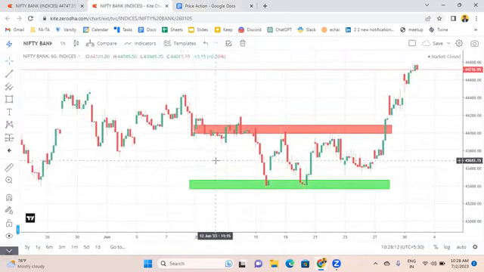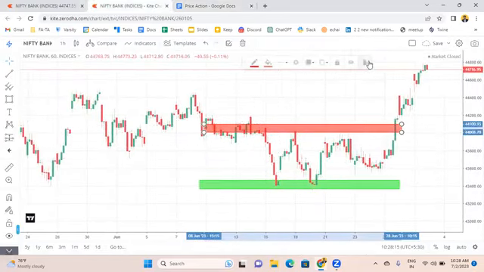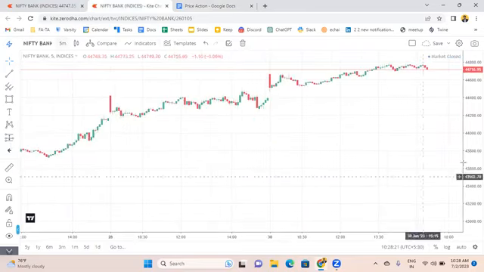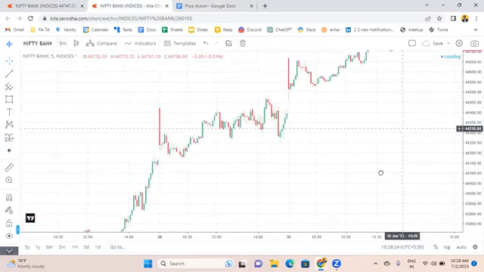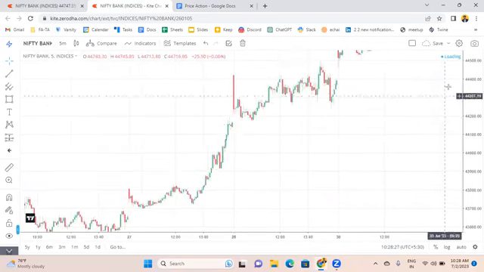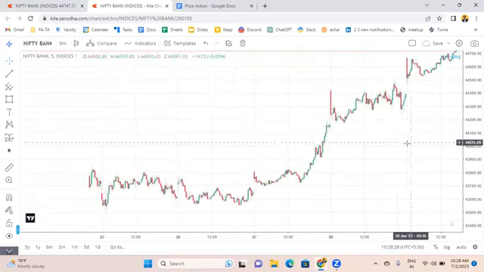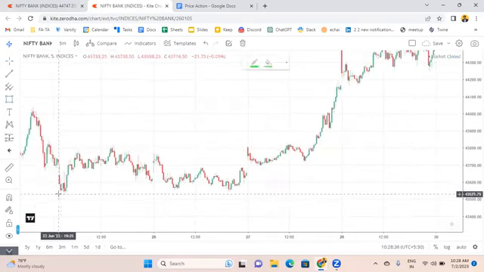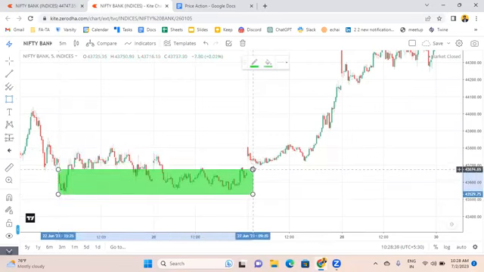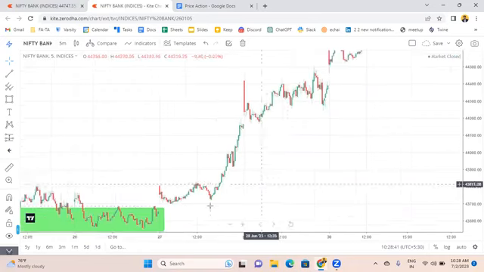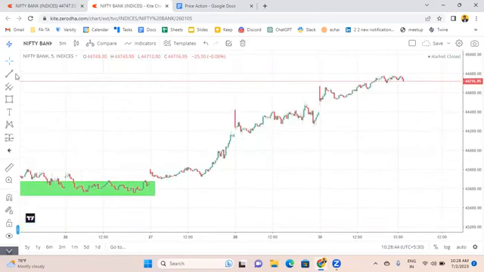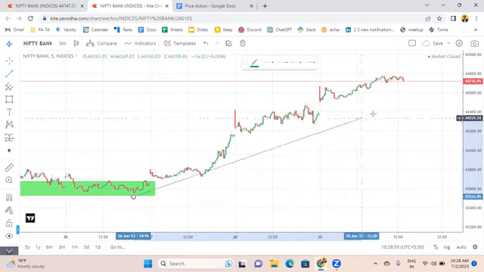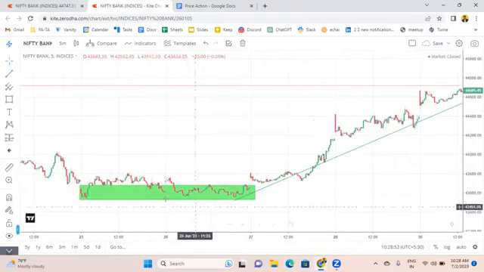Let's see in the charts as well. See, this is Bank Nifty. This is the accumulation phase, as you can see, correct? And after accumulation, there is an incredibly higher high move over here. This is the uptrend, right? This is the accumulation. This is the uptrend.